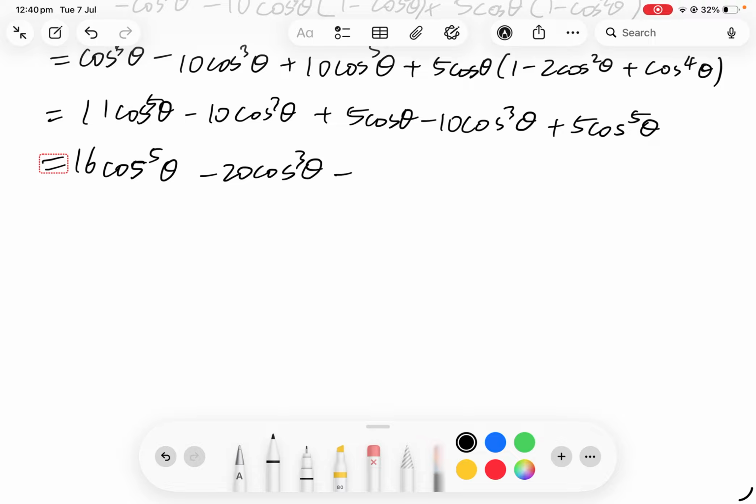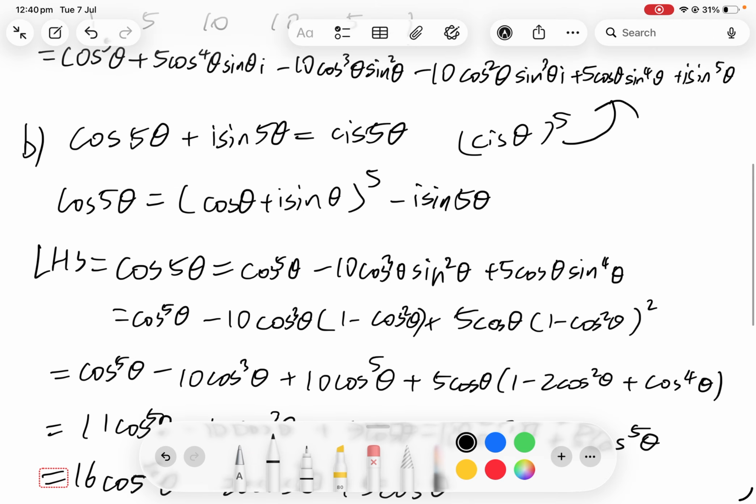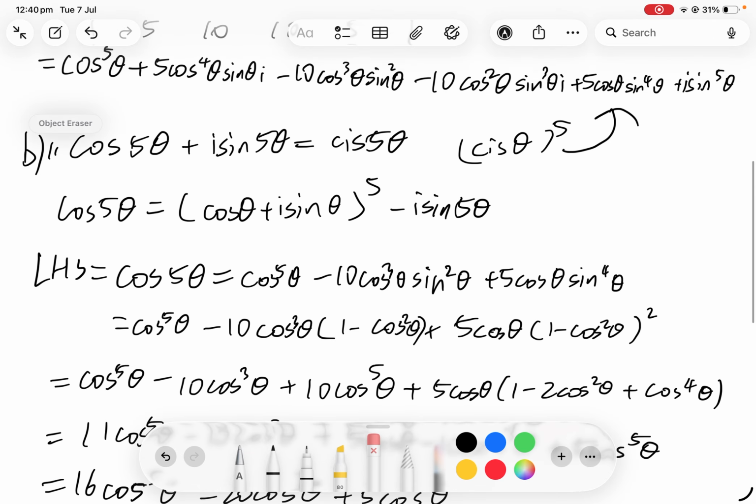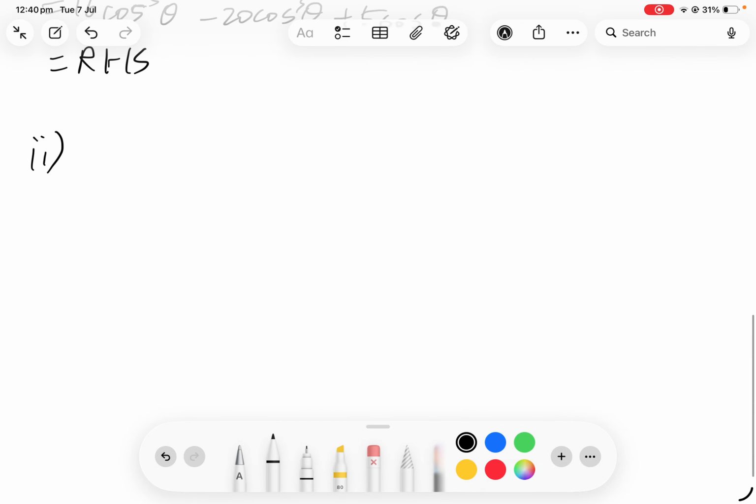Oh, that's it, plus 5 cos theta, which equals the right hand side. Is it? Yep, 16, take 20, plus 5. Yep, I'm right. Okay, now that's the first part of part B, and there's a second part of part B, and this one wants us to prove.